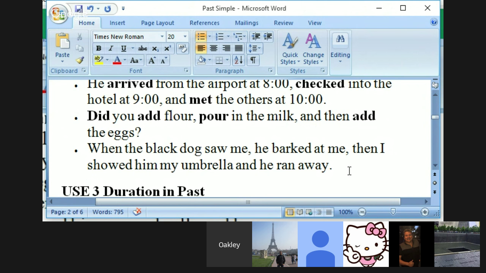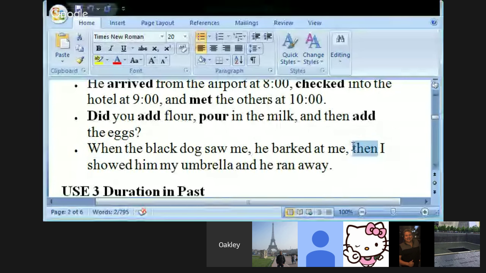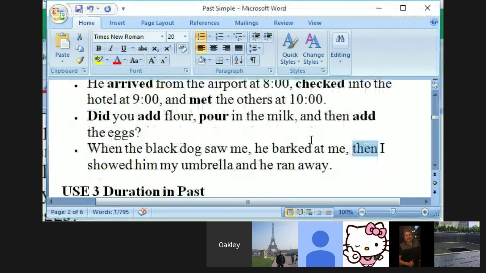Okay. You've added subordinators, when and also then, to make it clear, and there's nothing wrong with that. There really isn't. It is actually possible to just say, the black dog saw me, but he barked at me, I showed him my umbrella, and he ran away. Like that. The subordinators help, and they make it a little bit clearer, so it's not wrong. But you don't even really need to do that, to just list the series of events as they happened.